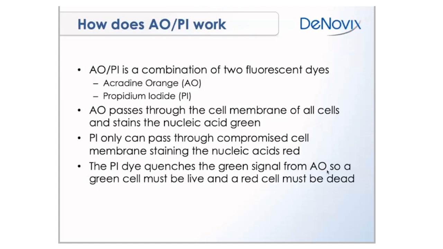PI can only pass through the membrane of a compromised cell, and that stains all the nucleic acids in that cell red. If you have a dead cell, or a cell with a compromised membrane, both AO and PI are present in that cell, but PI quenches the green signal from the AO dye. So if you have a green fluorescing cell, that must be a live cell because PI was not there to quench the dye. And if you have a red cell, that must be a dead cell.